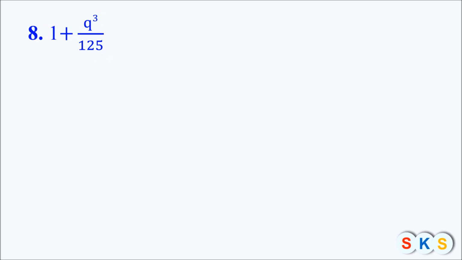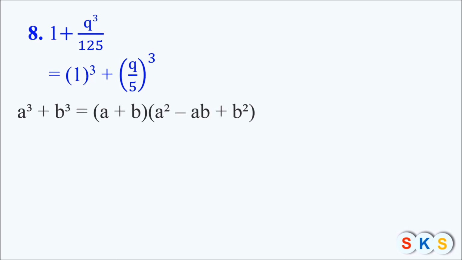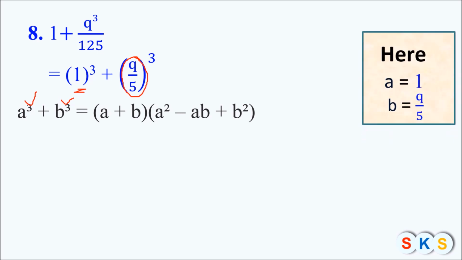So we will write the first term as 1 the whole cube, plus the second one we will write as q upon 5 the whole cube. Now it is converted in the form of a cube plus b cube. So we will use the same formula, a cube plus b cube equals a plus b into a square minus ab plus b square. What is the value of a over here? You can see the first term is cube of 1. So a is 1, and the second term is cube of q upon 5. So b is q upon 5. So we will make a note of this in the box. You can see in the box I have noted a as 1 and b as q upon 5.